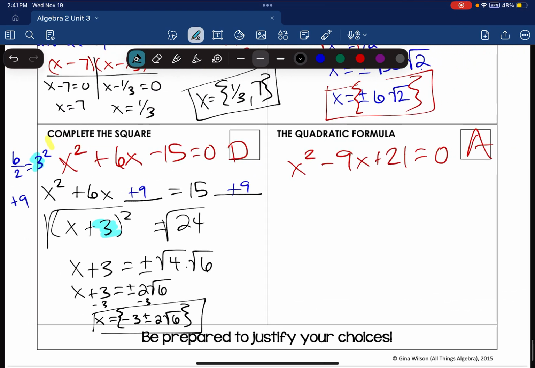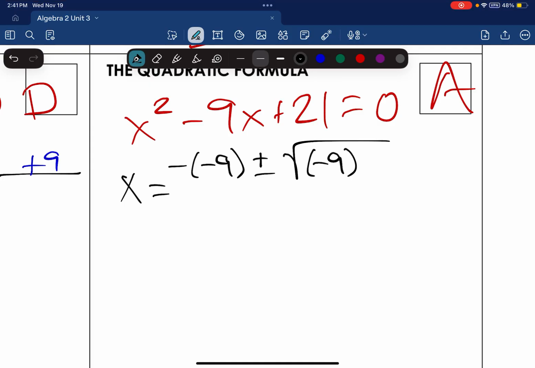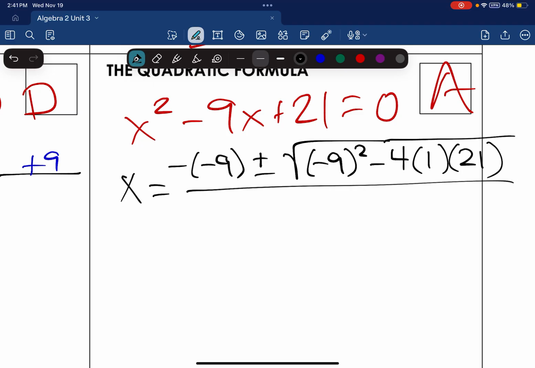All right, we got one more, and then we're done with these notes. All right, so quadratic formula. Quadratic formula was the last thing we learned. We're now going to plug this into the formula. So the formula looks like x equals negative b plus or minus the square root of b squared minus 4 times a times c all over 2a.